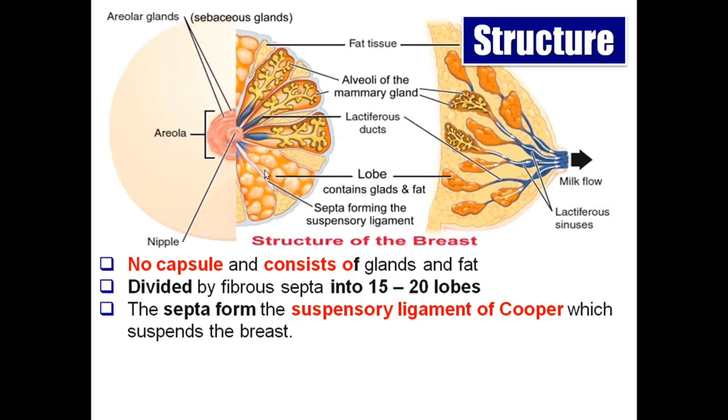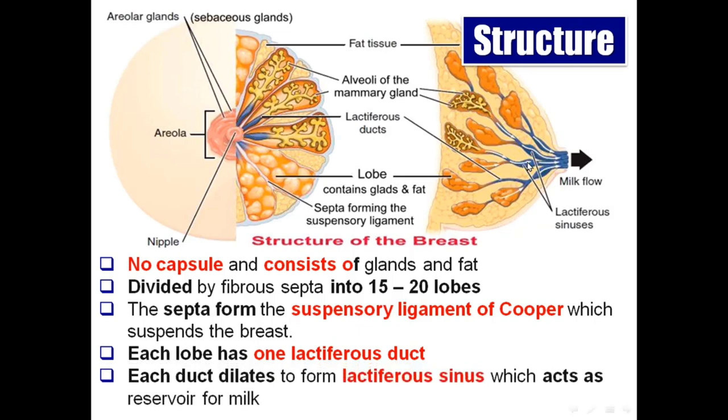Each lobe contains a mammary gland, and each gland has a lactiferous duct. This is the lactiferous duct. So we have 15 to 20 lactiferous ducts. Each duct dilates under the areola to form a lactiferous sinus. And these lactiferous sinuses act as a milk reservoir, and then the duct opens into the nipple.